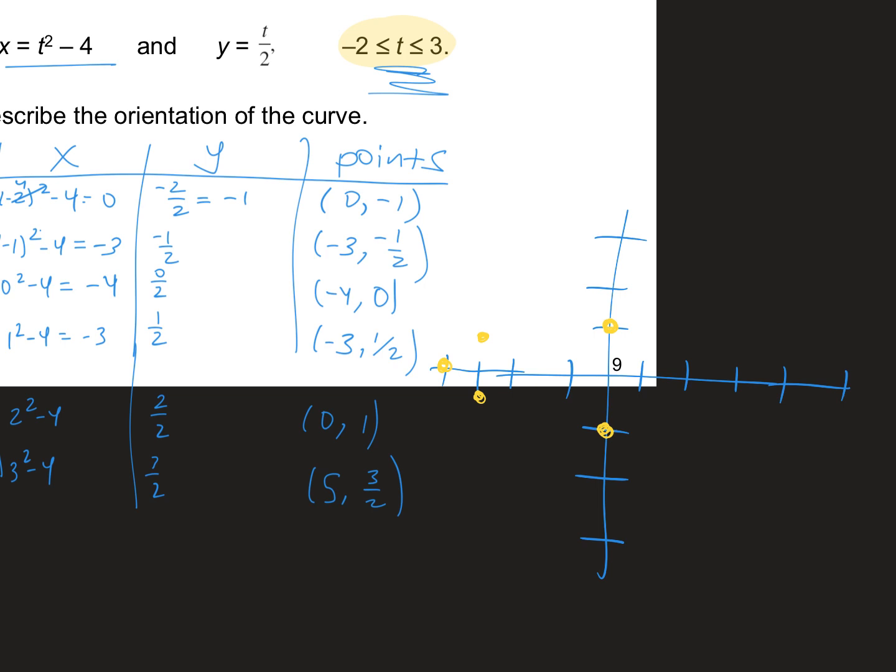1, 2, 3, 4, 5. And then 1.5-ish, right? You guys agree? So from point to point, from our lowest time value to our highest time value, we are going to graph this. And the direction is extremely important. So along your little graph, you need to give me some arrows to show me the direction that this flight path of whatever object that we're talking about is going.